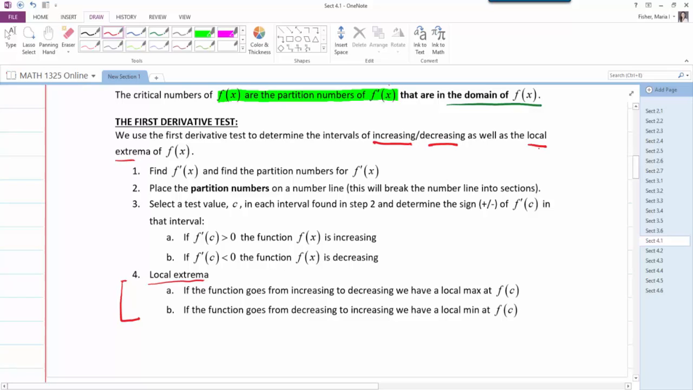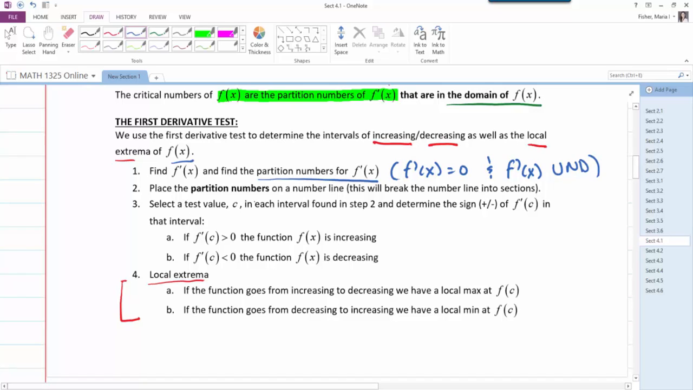Well, the first thing we want to do is find the first derivative, find f prime of x, and then find the partition numbers for f prime of x. Recall, those are the places where f prime of x is equal to 0 and the x values where f prime of x is undefined. Then what we want to do is place the partition numbers on the number line. This is going to break our number line into sections.